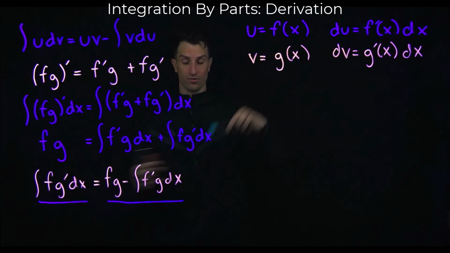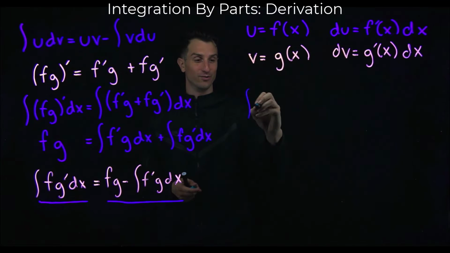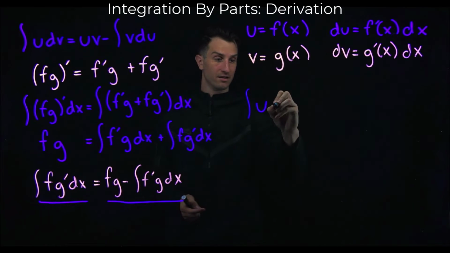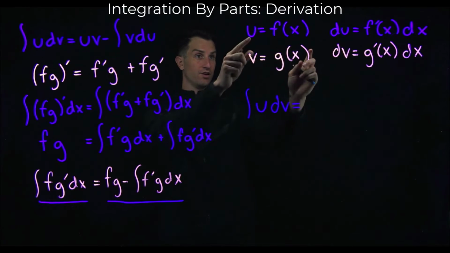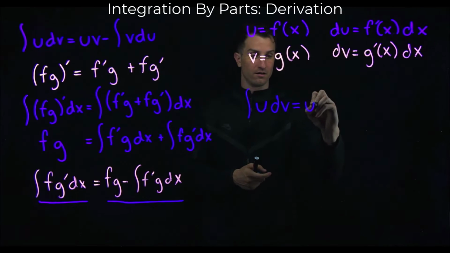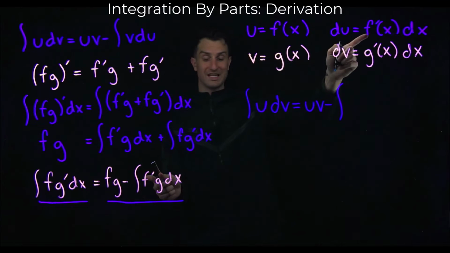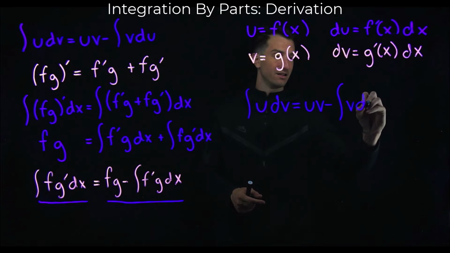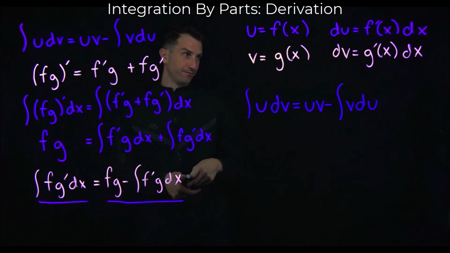f is u, so we'll write the integral of u. g prime is dv. This is equal to fg, which is uv, minus the integral of f prime, which is du, and g, which is v. So I'm going to write it in this format, v du. And we've uncovered everything that we need here.